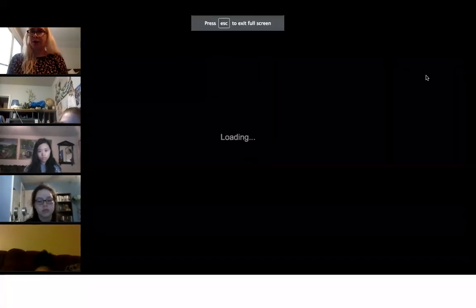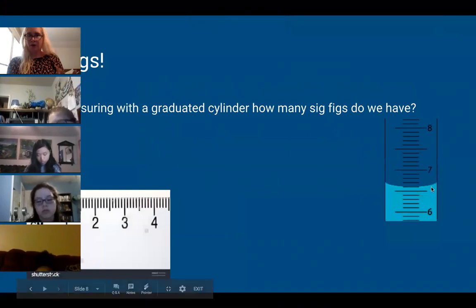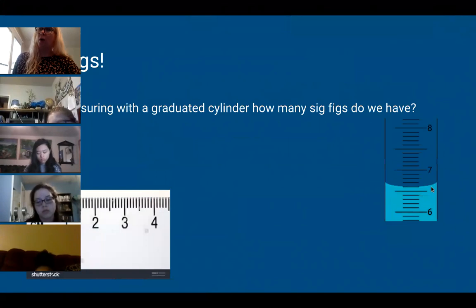So here's a graduated cylinder that's not a real one, right? But we can see clearly there is water in it or some kind of liquid. When we read the graduated cylinder, there's all these little lines here, right? So we can say 6.6, pretty clearly, because we could count 1, 2, 3, 4, 5, 6. Well, guess what? We can also guess 1 figure further.